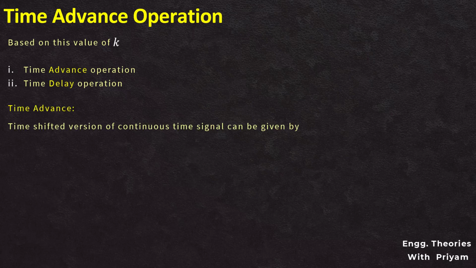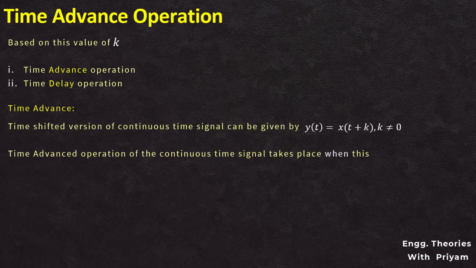Time advance operation. Again, time shifted version of the continuous time signal x(t) can be expressed as y(t) is equal to x of t plus k. Time advance operation of the continuous time signal will take place when this k is greater than 0, and if this condition is true, then k will have the value range from greater than 0 to infinity, or the possible values of k will always be positive and greater than 0.